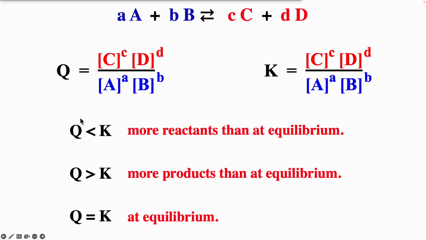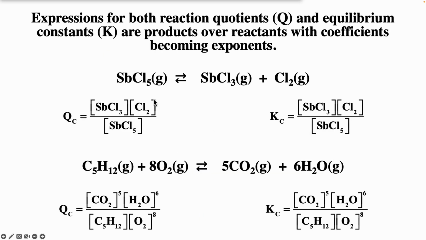And so if Q is less than K, that means there's more reactants than at equilibrium, and so the forward reaction should be faster. If Q is greater than K, you have more products than at equilibrium, and so the reverse reaction will be faster. If Q equals K, then the rate of the forward reaction equals the rate of the reverse reaction. And so Q and K, products over reactants, coefficients become exponents.